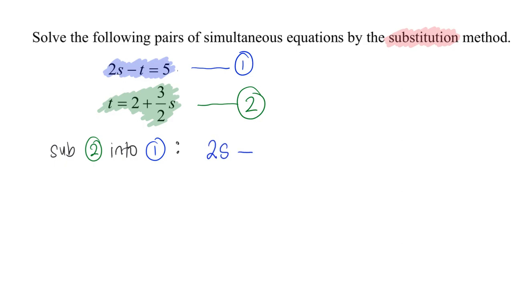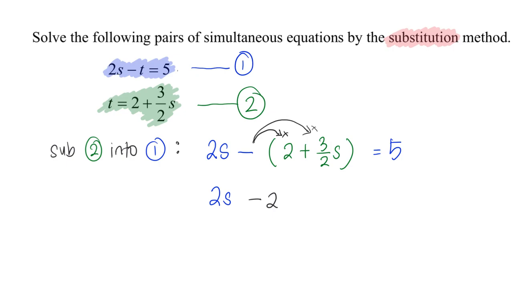2s minus the t, I don't write t anymore. I write 2 plus 3 over 2s. And this is the substitution. Now to solve it, please be careful when you solve it. This is negative. Multiply by positive, you will get negative. Negative times positive, negative again.